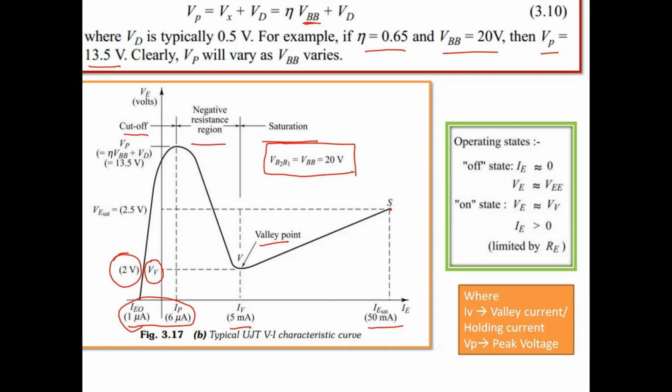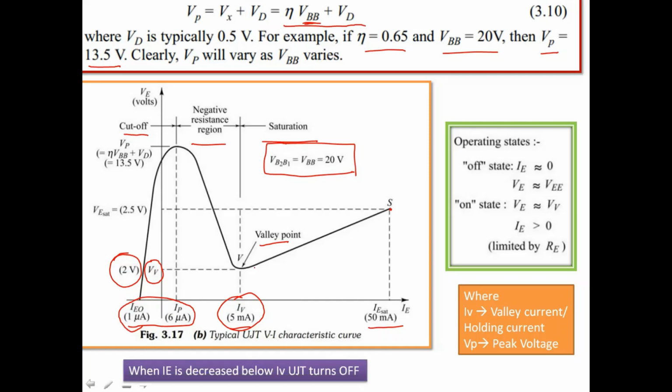IV is the valley current, also called the holding current. This IV, which is 5 milliampere, is the holding current below which the UJT goes to turn off state. So you have to hold this value if you want to keep the UJT on. Similarly, VP is the peak voltage, purely determined by the expression eta times VBB plus VD. When IE is decreased below IV, the UJT enters the turn off state.